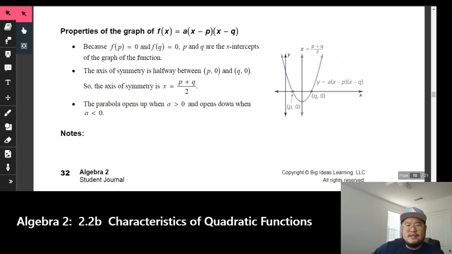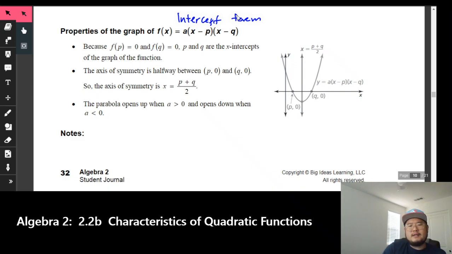All right, we're going to continue on our journey in section 2.2. And we'll start off right here and taking a look at this function. Now, this right here, if you recall from day one, is intercept form. All right, so this right here, we'll go ahead and call intercept form.